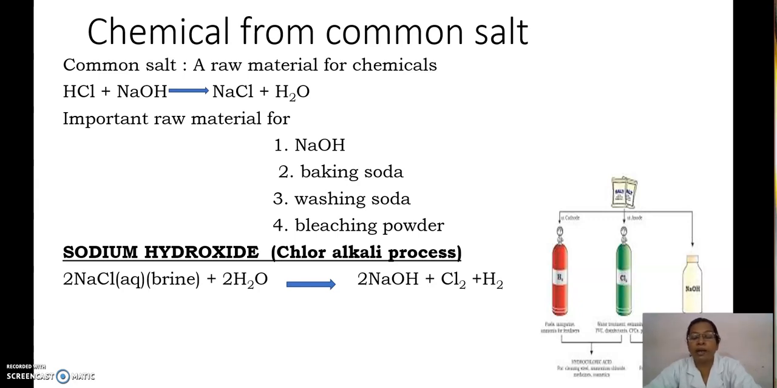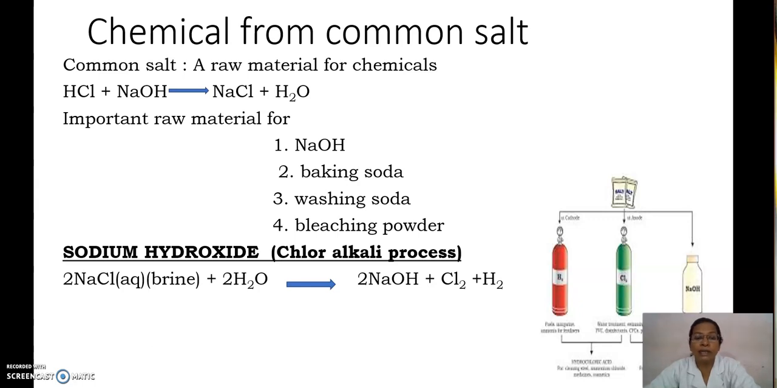And another product is hydrogen. All the three products formed are very important. Hydrogen is used as a fuel and in making margarine. Different uses are given. Hydrogen is collected at the cathode, chlorine is collected at the anode, and sodium hydroxide is collected near the cathode as a solution. That process is known as the chlor-alkali process.